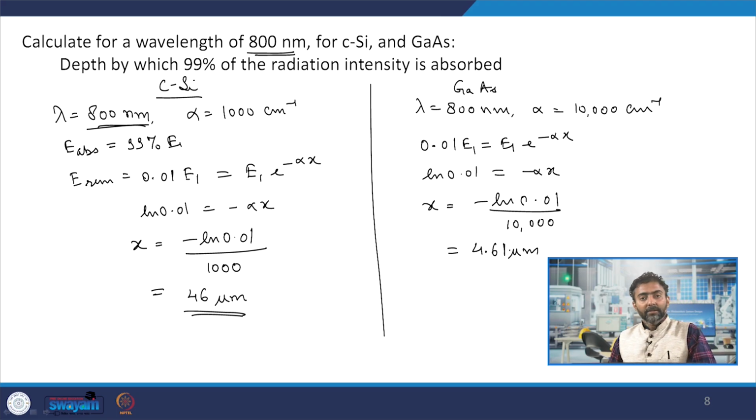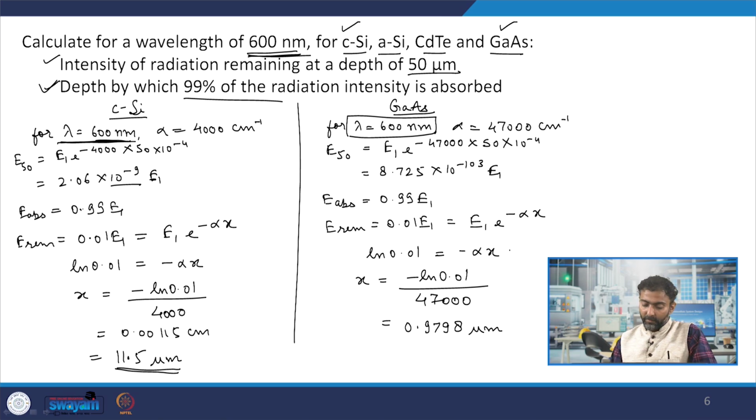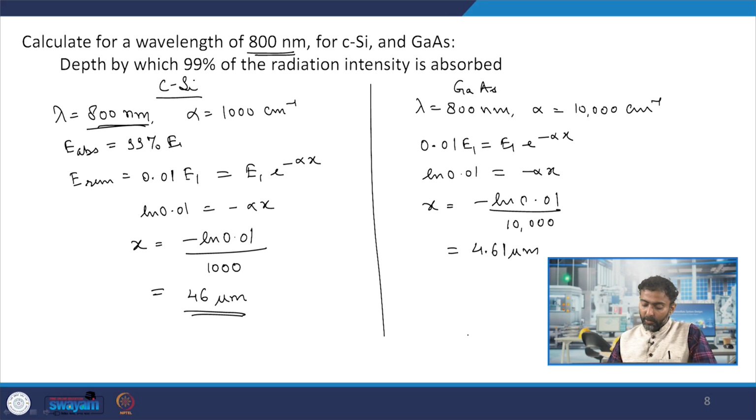So, again for gallium arsenide you see it is more than 4 times, whereas for 600 nanometer wavelength 99% of the radiation was absorbed in less than 1 micrometer, only 0.98 micrometer, but for 800 nanometer it is taking around 4.61 micrometer.